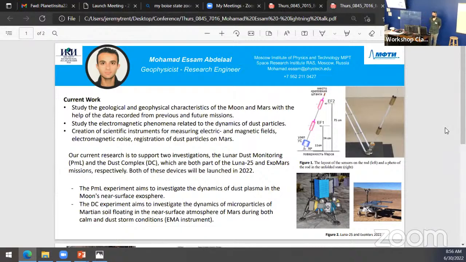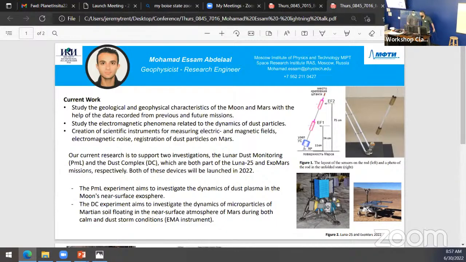EMA stands for electromagnetic activity. Our current research supports two investigations: the lunar dust monitoring, which is in Russian PML, and the dust complex or DC. Both of them are projects for Luna 25 and ExoMars. Of course, ExoMars right now is under question, but Luna 25 is still on board. In short, the PML experiments aim to investigate the dynamics of dust plasma in the Moon's near-surface exosphere, while the DC experiment aims to investigate the dynamics of microparticles of Martian soil floating in the near-surface atmosphere of Mars during both calm and dust storm conditions, where our instrument EMA plays an important role.